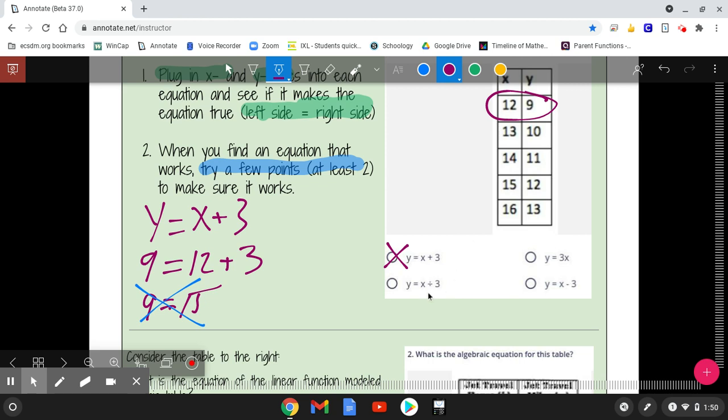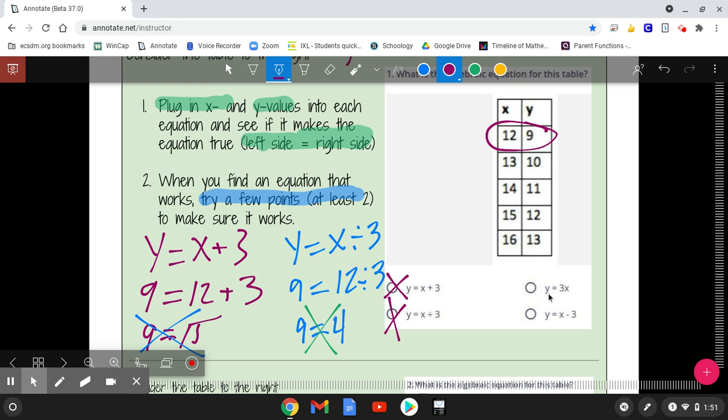So let's try the next equation. We have y equals x divided by 3. We can use that same point or a different point, it doesn't matter, but for some consistency, we'll use the same point. We'll replace y with 9 again, and x with 12. Now we want to see if the left side is equal to the right side. The left side of our equal sign is 9. The right side says 12 divided by 3, which is 4. Does 9 equal 4? Nope. So that can't be our equation.